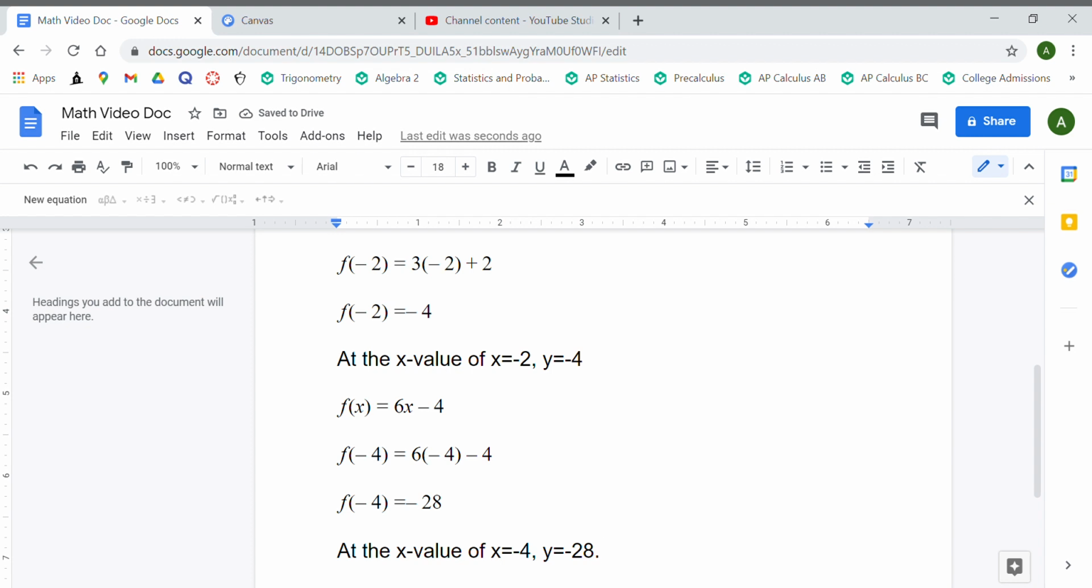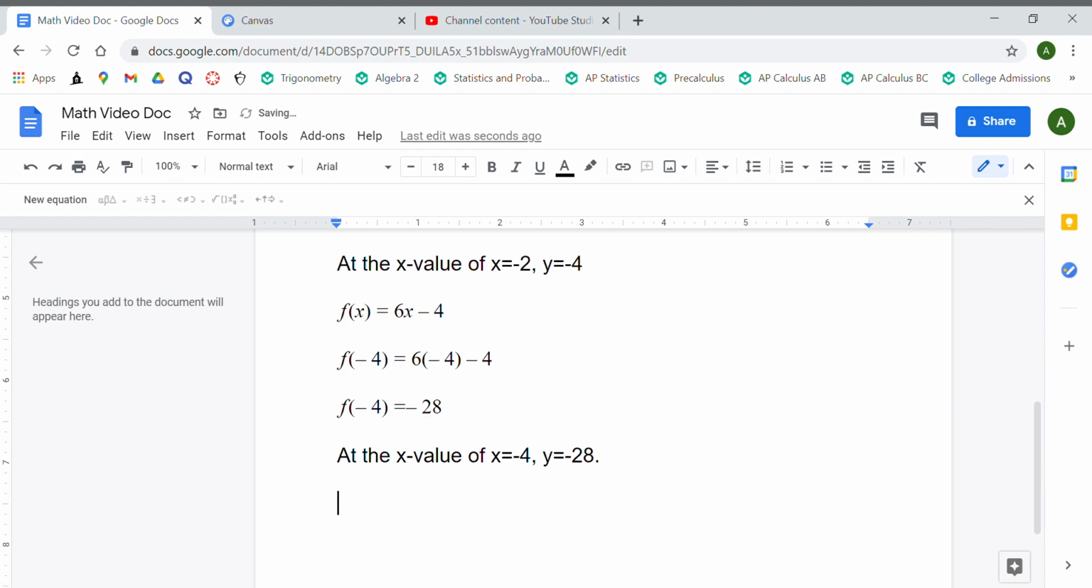Alright, so it's pretty straightforward, guys. Don't need to worry about this too much. I think that's pretty much it for today, guys. I just wanted to show you how function notation really works.